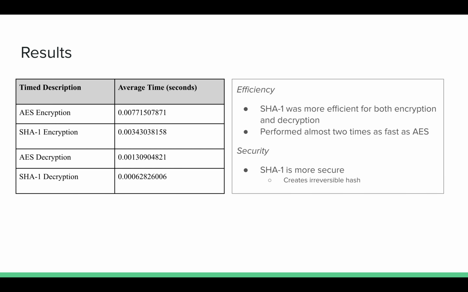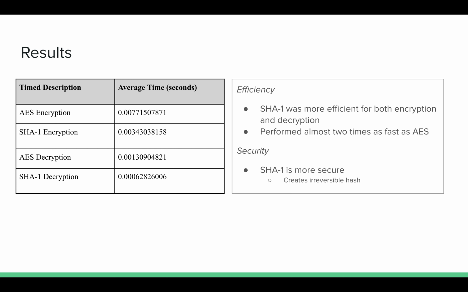I couldn't really do a measure of security given the scope of the project because I would have had to imitate an attack on the system, and I just didn't have the time to do that. So I took the security measure based on different works that I looked at, and overall, SHA-1 is more secure given the nature of it. It creates an irreversible hash, so there's no way to go back to the original string.